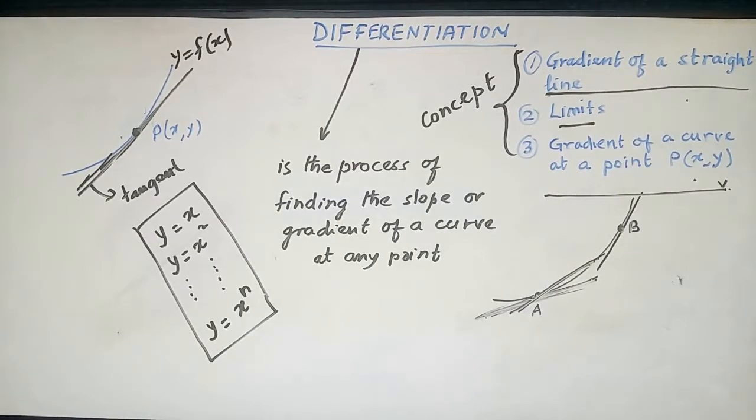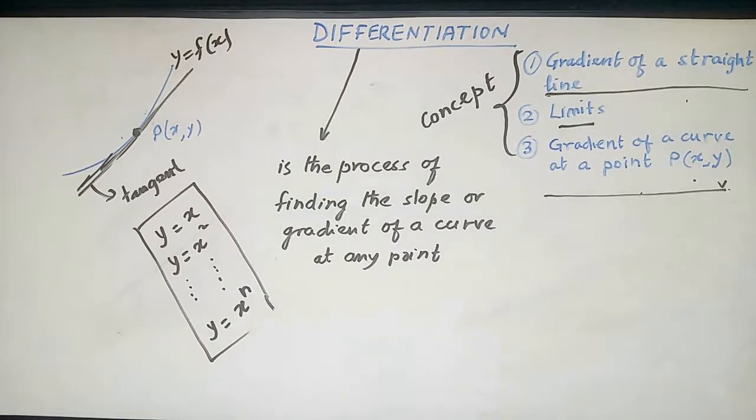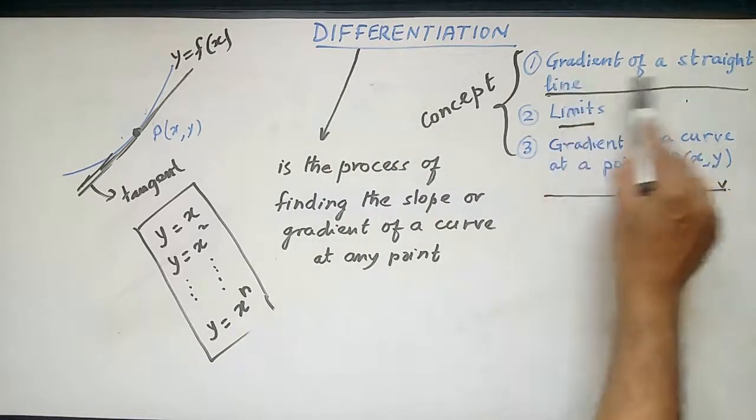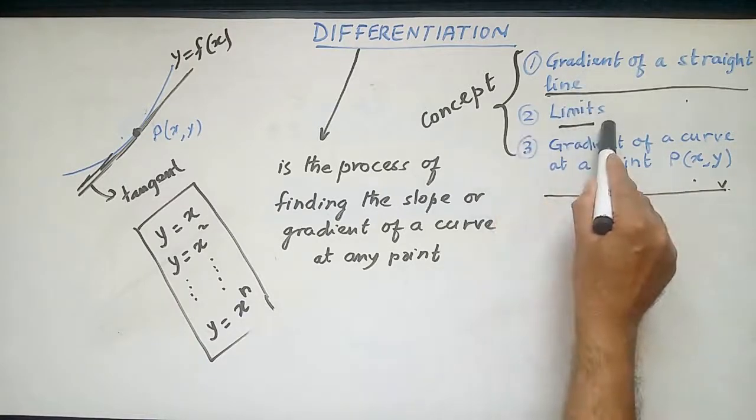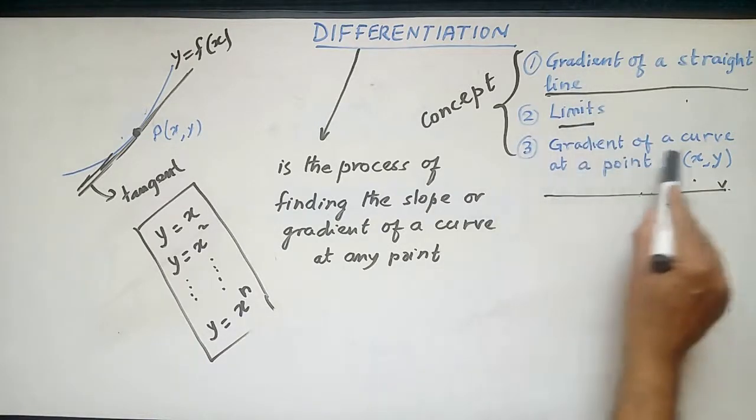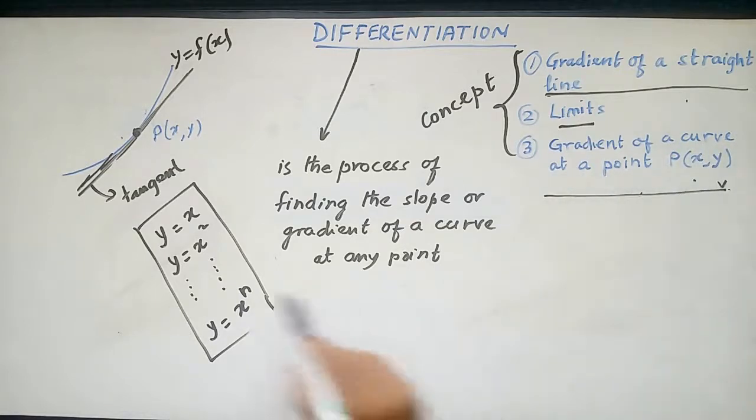So I hope you have understood now the concept of differentiation, that is the process of finding the slope or the gradient of the curve at any point P, and the concept of the gradient of a straight line, the concept of limits, and the gradient of a curve. So to summarize, in this lecture, we have seen what differentiation is, what the gradient of a straight line is, the concept of limits, and what you mean by the gradient of a curve at any point P(x, y), and what a tangent is.